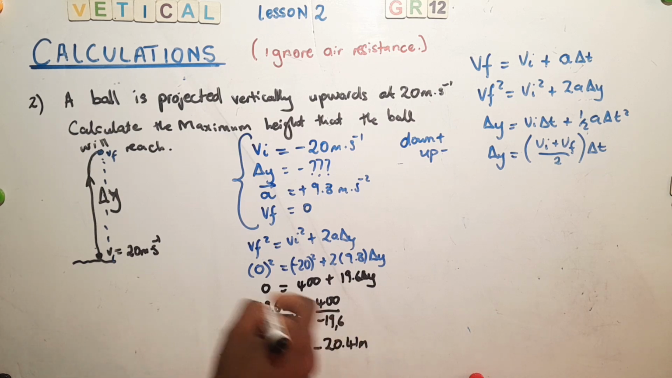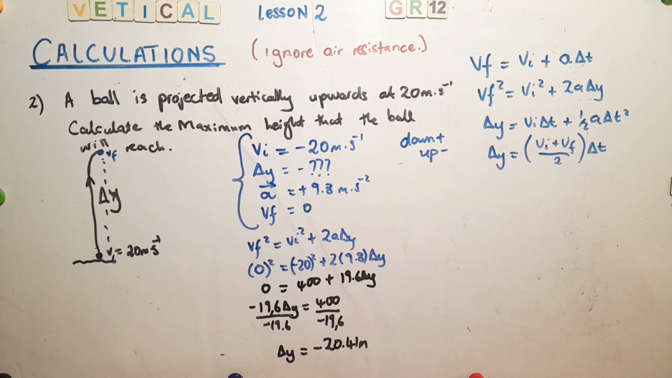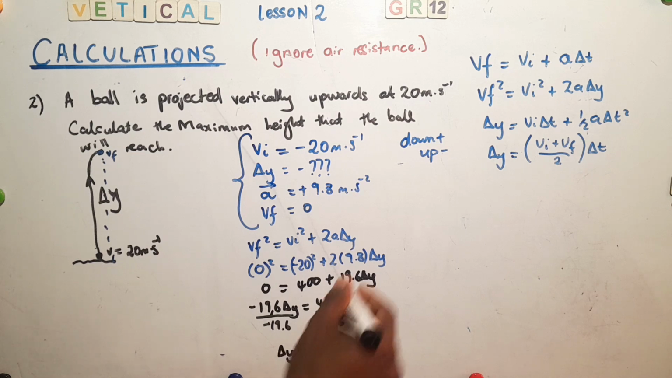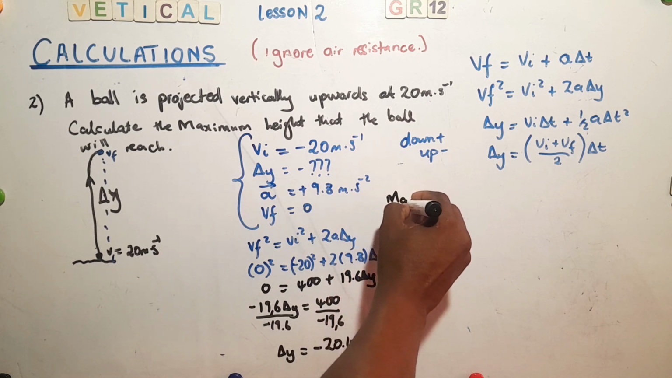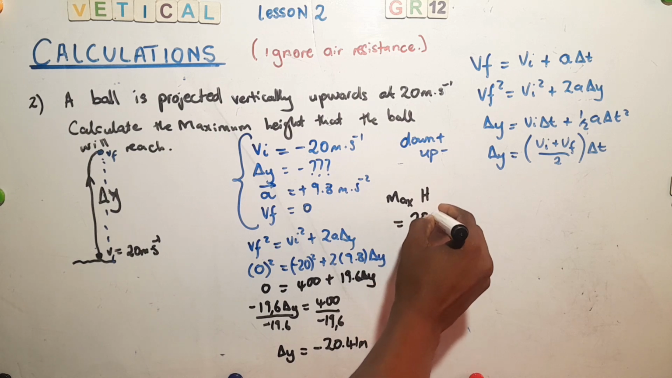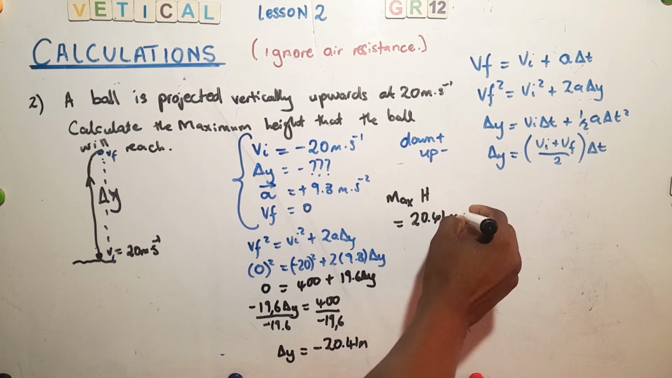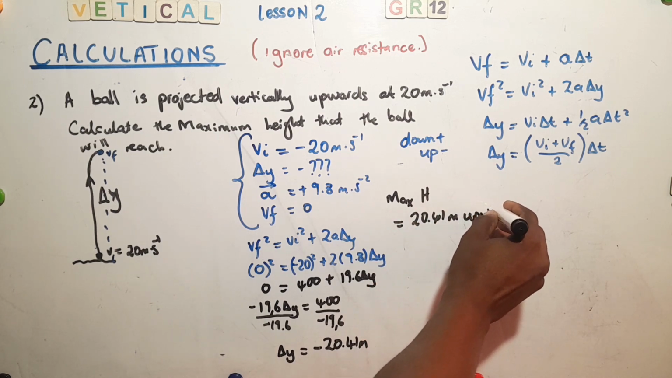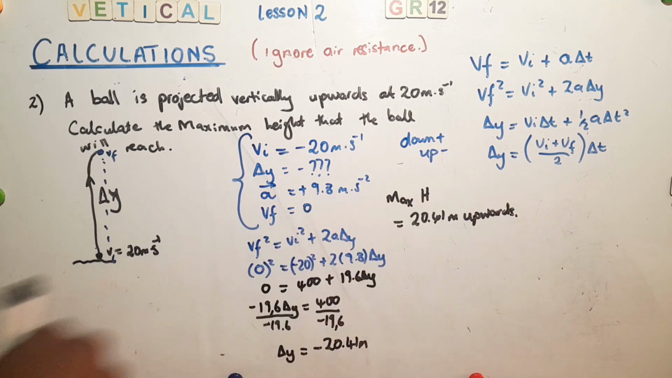Punching that in the calculator, we can see that our displacement is negative 20.41 meters. So what will that mean to us if it is negative? It will mean that our object is going upwards, right? So our maximum height will be equal to 20.41 meters upwards. Just as simple as that.